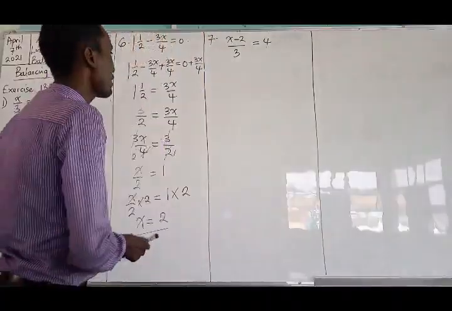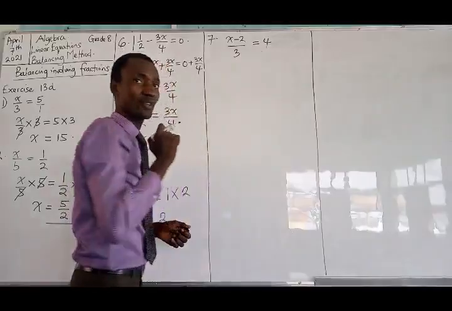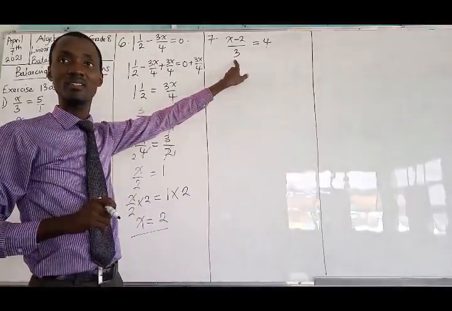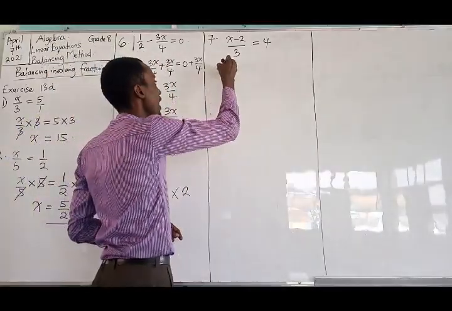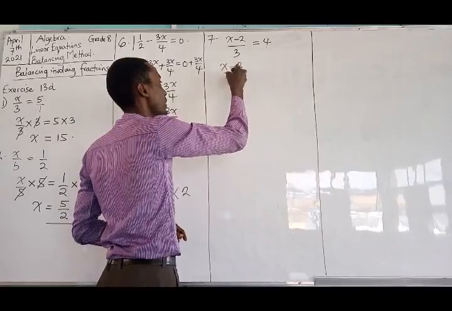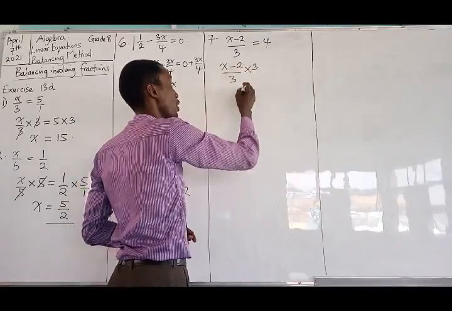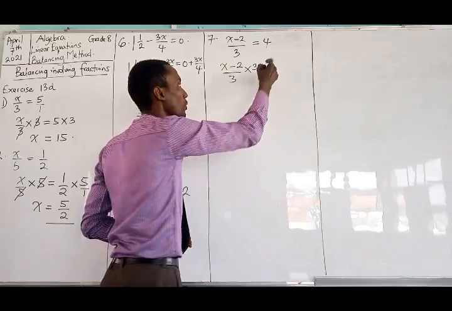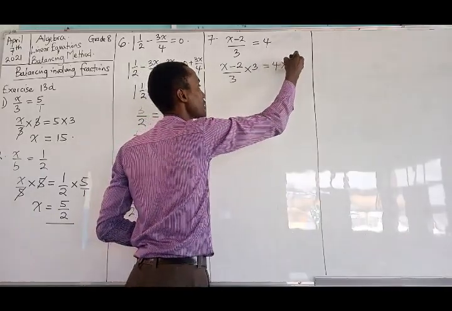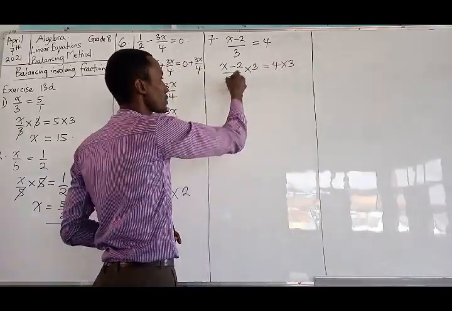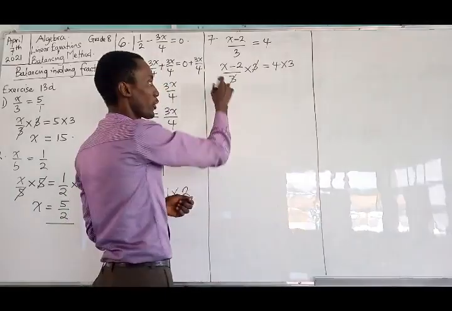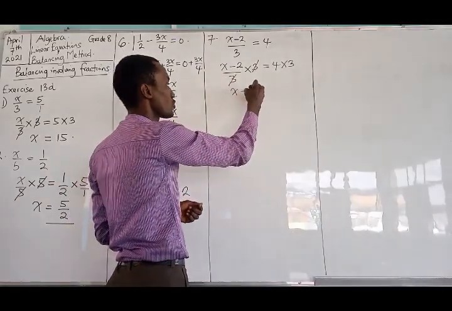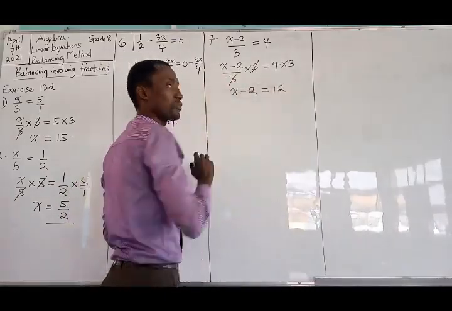In question 7, this is what you have. What's your denominator? 3. So you then say x minus 2 divided by 3 times 3, because you want to clear the denominator, equal to 4 times 3. So you cancel out. And then you're going to have that x minus 2 is equal to 12.